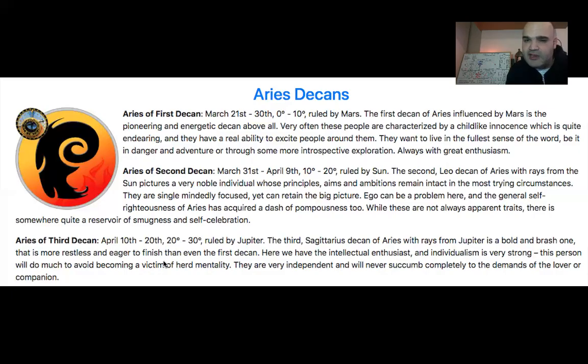The third Sagittarius decan of Aries, with rays from Jupiter, is a bold and brash one that is more restless and eager to finish than even the first decan. Here we have intellectual enthusiasm, and individualism is very strong. This person will do much to avoid becoming a victim of herd mentality. They are very independent and will never succumb completely to the demands of the lover or companion.